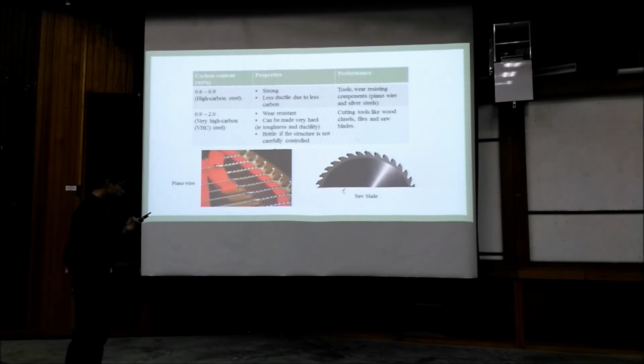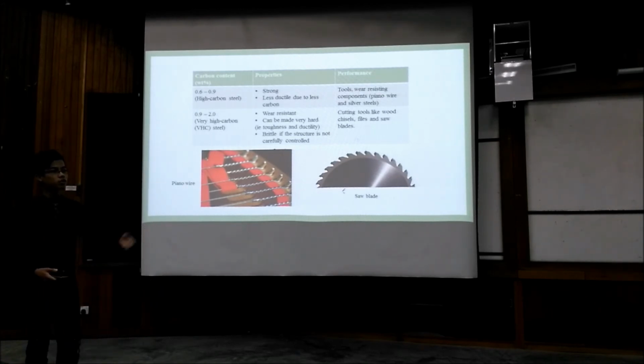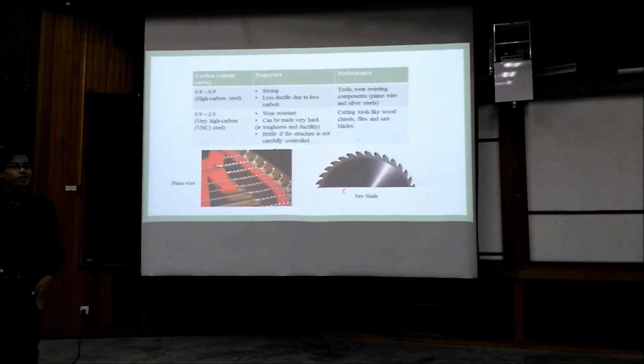Lastly, we go to very high carbon steel that contains about 0.9 to 2.0% of carbon. It is wear resistant and can be made very hard at the expense of ductility and toughness. It cannot be welded and can tend to be brittle if the structure is not handled properly. It is often used in cutting tools like wood chisels, files, and saw blades. So I will hand it to my next fellow presenter.